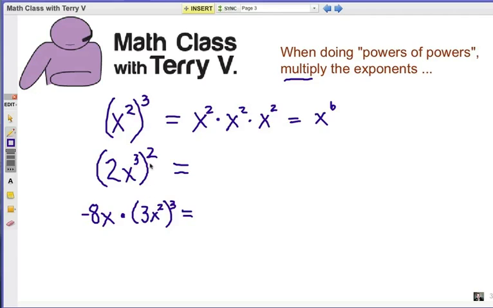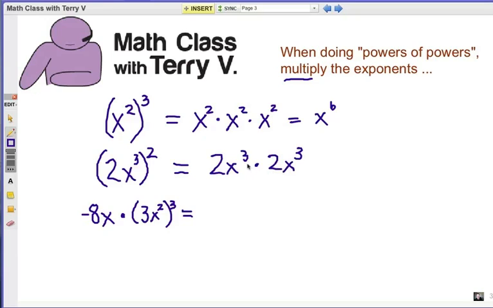Alright? Now the shortcut is, what I want you to be able to do is to go from this expression here, powers of powers, and go right to the answer, and not have to write out all of the intermediate steps. But let's just take a look here at what happens if we have a coefficient number like a 2. That's 2x to the third power squared. So it's 2 groups of 2x to the third. So if we write it out the long way, it's going to look like this.